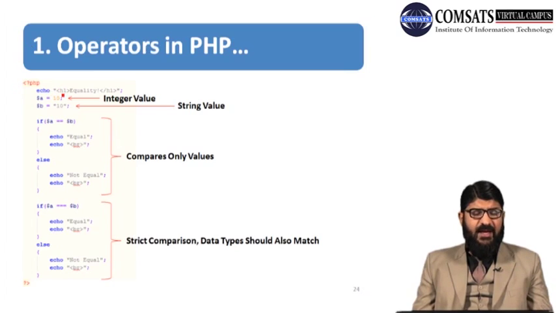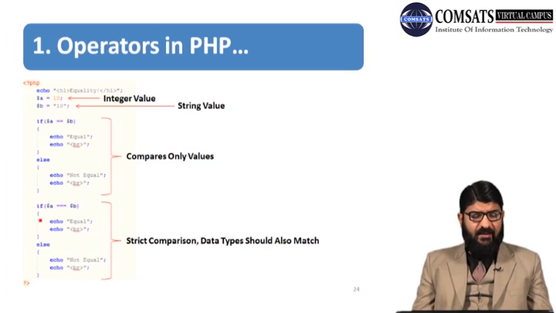Here the equality heading is mentioned. Then variable 1 is assigned 10 and variable 2 is assigned 10. If variable a equals variable b, then echo equal and echo a line break. Here if A is equal to B, then it will present equal as an output, else it will present not equal as an output.